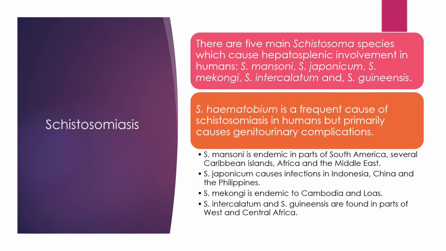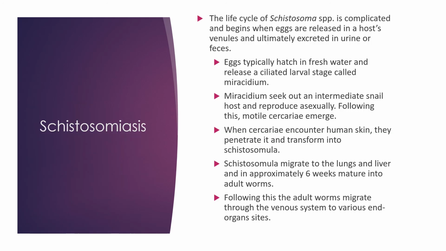It begins when the eggs are released in the host venules and ultimately excreted in the urine or feces. The eggs hatch in fresh water and release a ciliated larval stage called a miracidium. The miracidium seeks out an intermediate snail host and reproduces asexually in the intermediate host. Following reproduction in the snail host, motile cercariae emerge. The cercariae encounter human skin, penetrate it, and then transform to schistosomula. Schistosomula subsequently migrate to the lungs and liver, and in approximately 6 weeks mature into adult worms. The adult worms then migrate through the venous system to their various end organ sites.